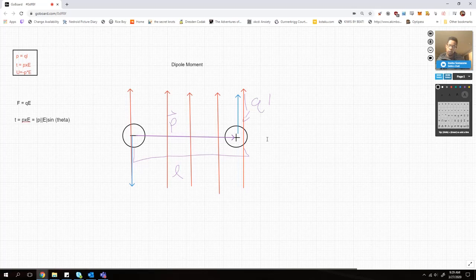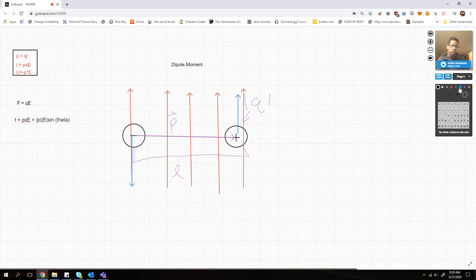What's going to happen is the theta is going to be the angle between the electric field and our dipole moment. In this case, it's 90 degrees. So sine of 90 is 1. So our torque on our dipole here is just going to be our dipole moment times our electric field. And it's just going to give us the number there. Cool.